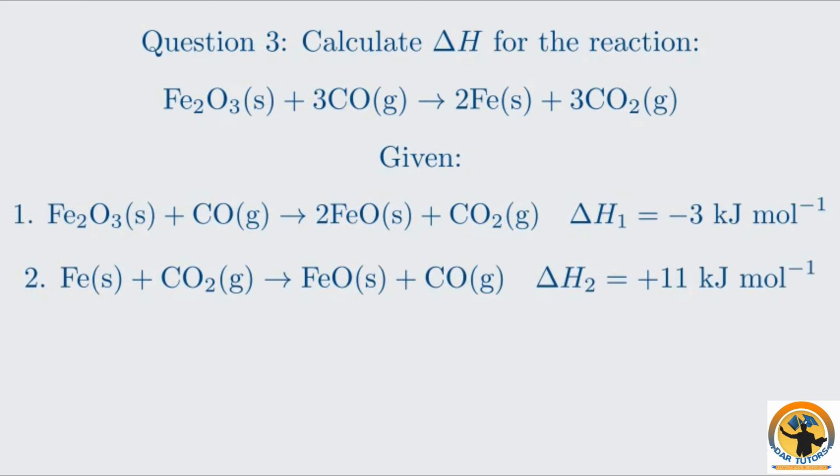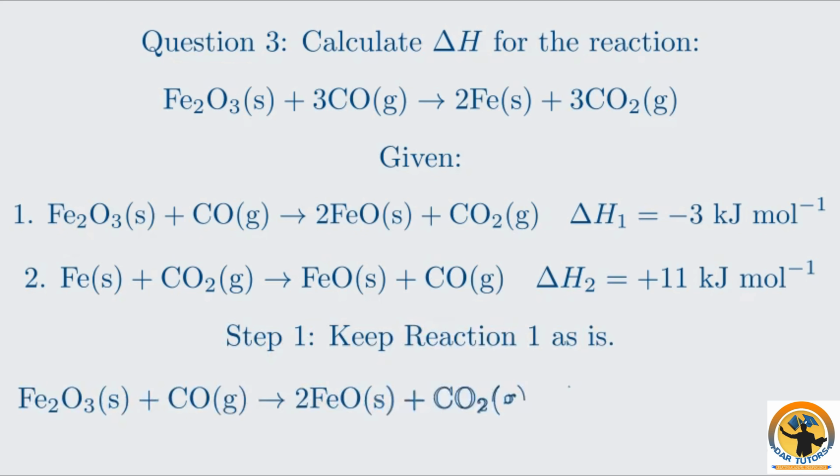We'll find a home for each reactant and product. Let's start with iron(III) oxide. It's on the reactant side in both our target and reaction 1, so we'll keep reaction 1 as is. Now let's look at solid iron. It's on the product side of our target and the reactant side of reaction 2. So we must reverse reaction 2.